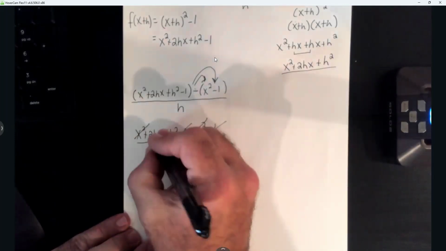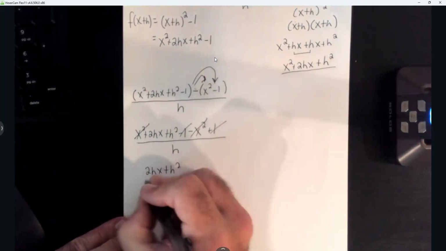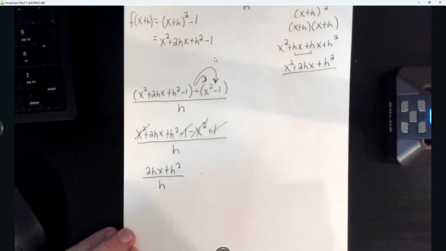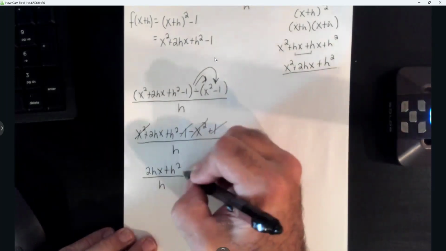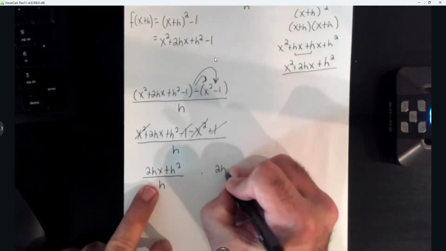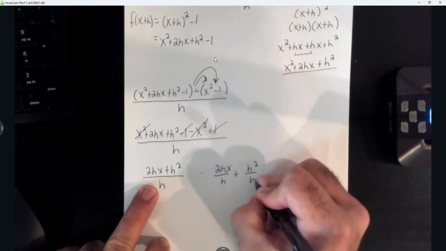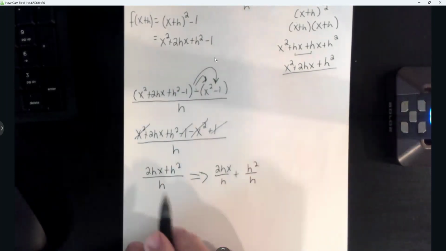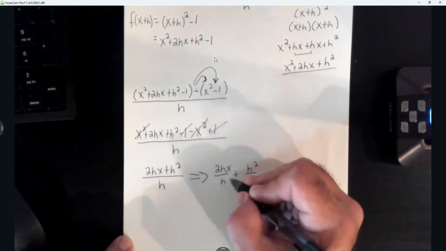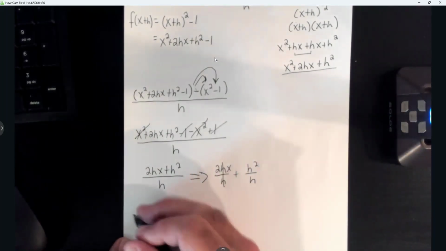All right, y'all, so let me see what I got. I got a 2hx plus h squared all divided by h. All right, I said divide every term on top by h. So this is really being done like this. This h applies to both of those. So on the first one, if you cancel, the h's are gone and all that's left is a 2x.